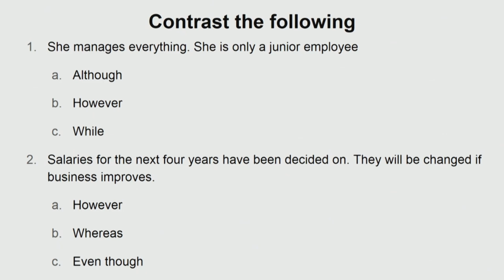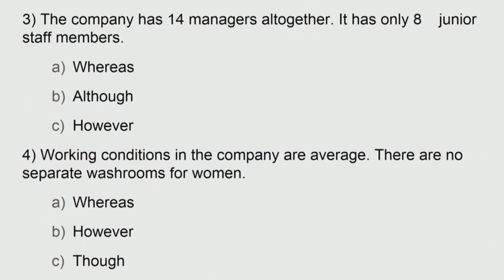A, however, B, whereas, C, even though. Number 3, the company has 14 managers altogether. Full stop. It has only 8 junior staff members. A, whereas, B, although, C, however. Number 4, working conditions in the company are average. There are no separate washrooms for women. A, whereas, B, however, C, though.